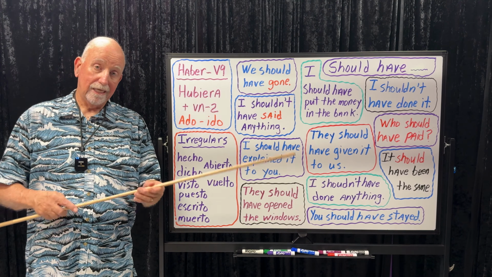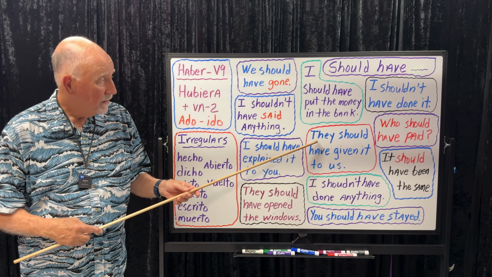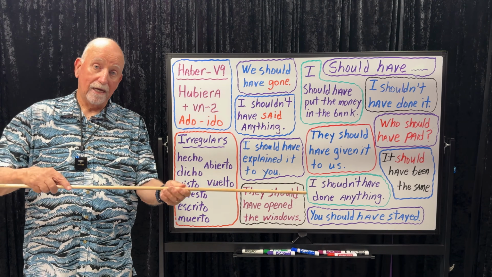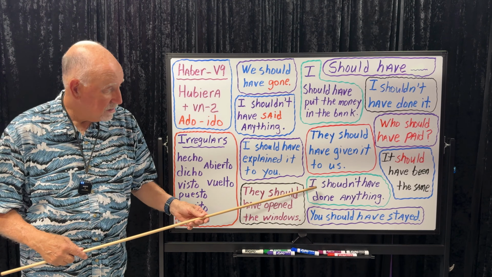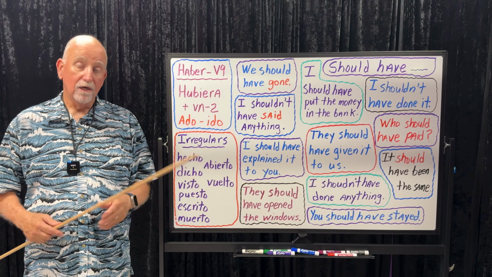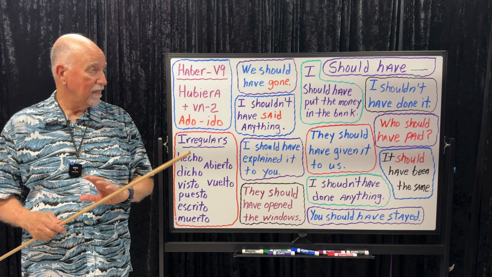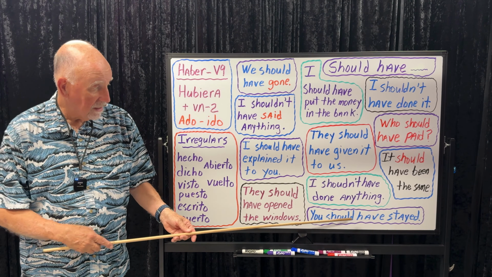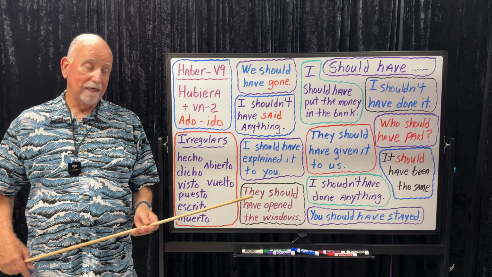I should have put the money in the bank. Hubiera puesto el dinero en el banco. They should have given it to us. Nos lo hubieran dado. I shouldn't have done anything. Yo no hubiera hecho nada. You should have stayed. Te hubieras quedado.